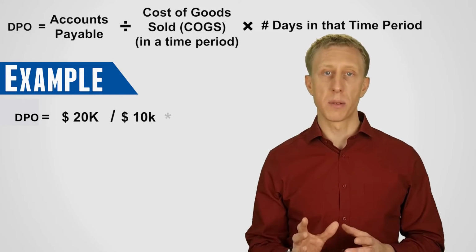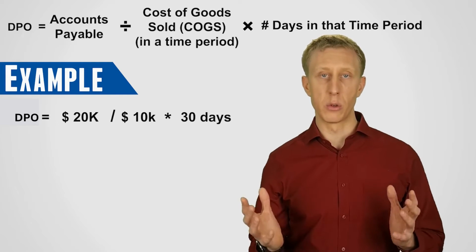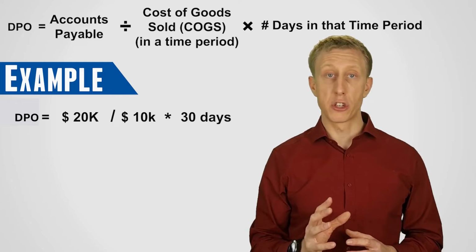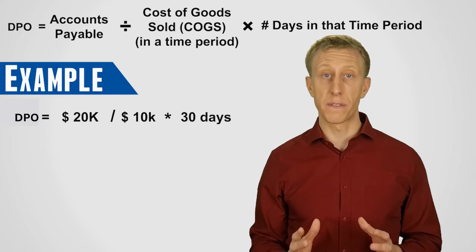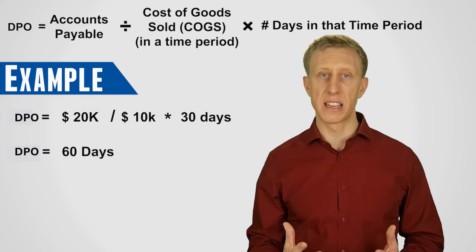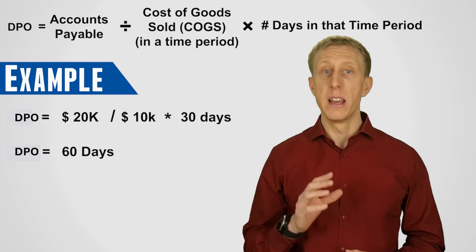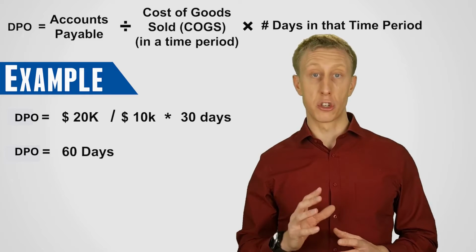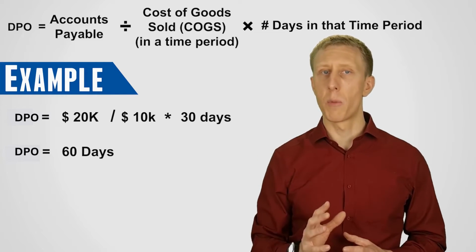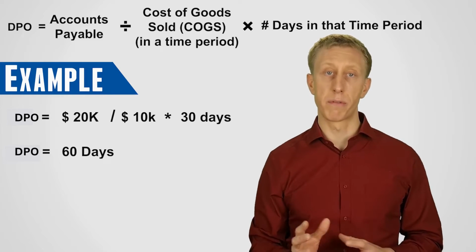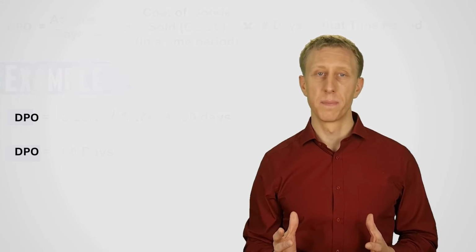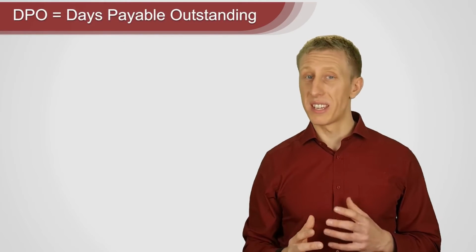Anyway, and then we multiply that by 30 days because we're using a time period of a month. So this is saying that the money the bed shop owes its suppliers for stuff it has already bought is equivalent to 60 days of its own sales. Or put another way, if you looked at how many beds the shop sells in 60 days, and you looked up how much money it costs to buy them from the factory, that is how much money they owe their suppliers. A big DPO is typically better.